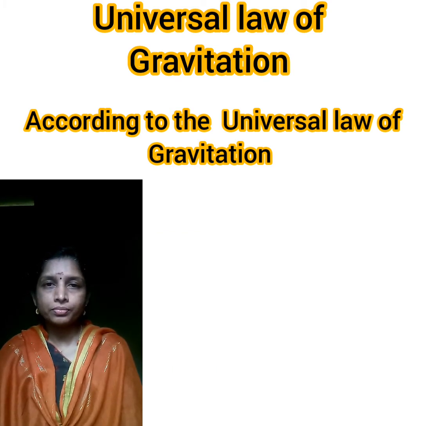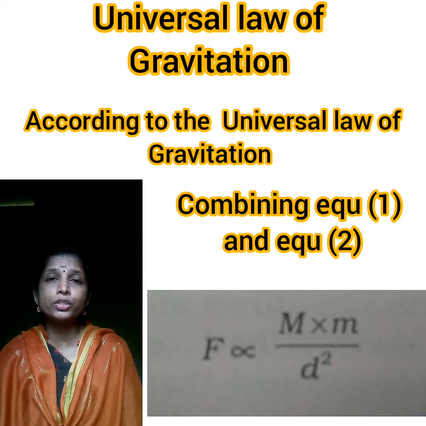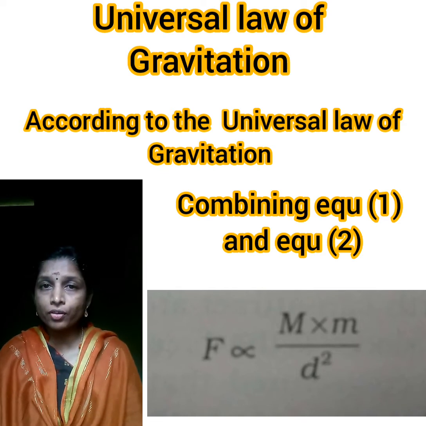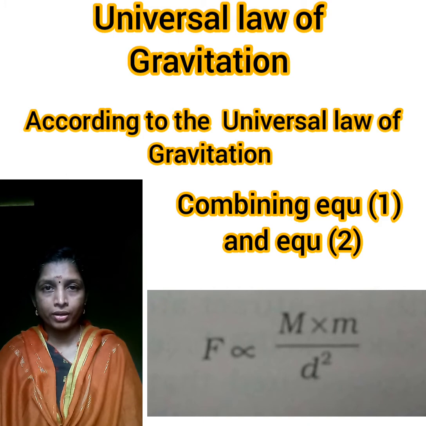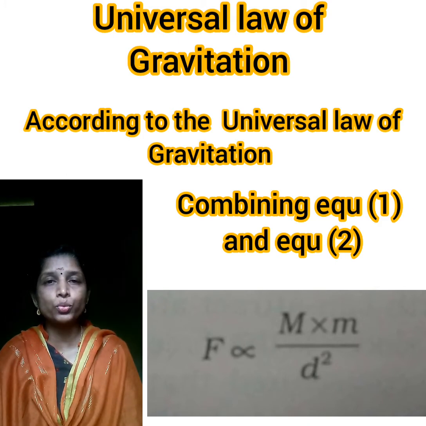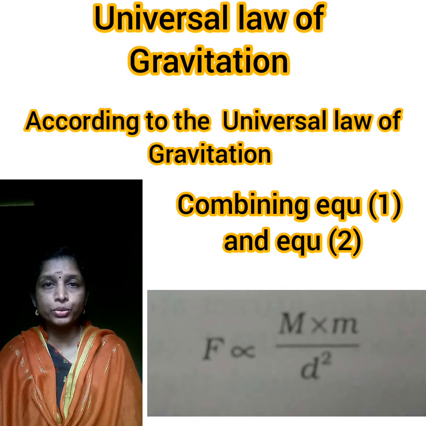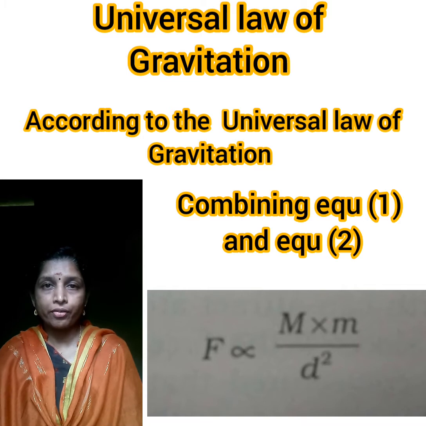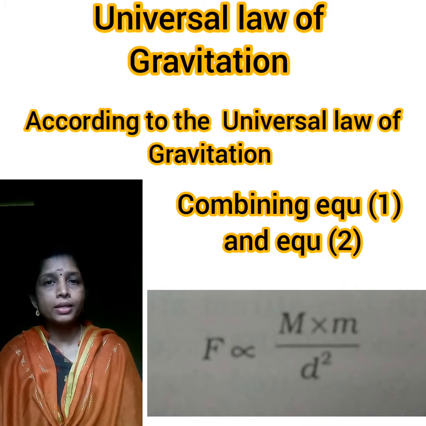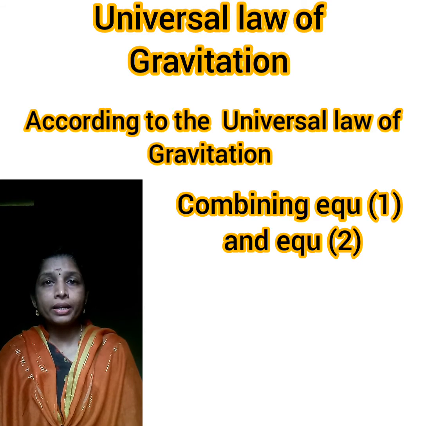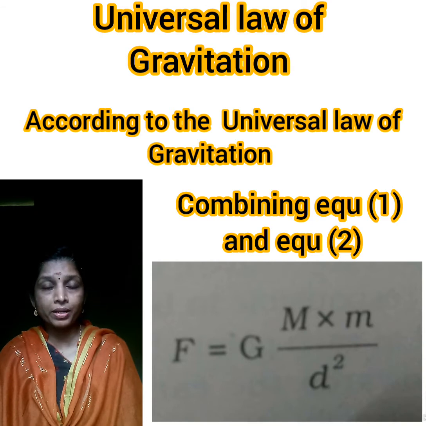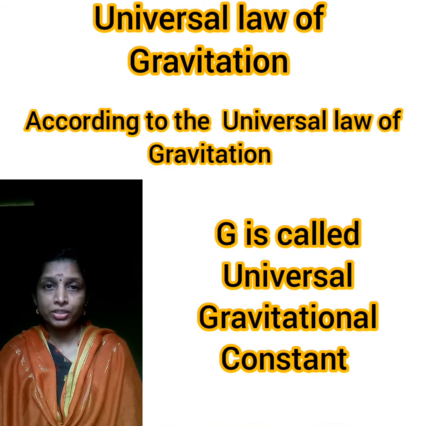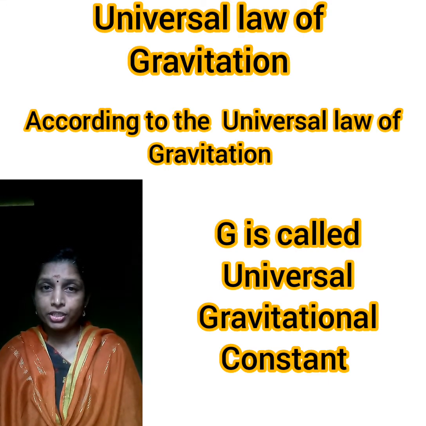Now we can join these two equations because the gravitational force between the two objects is taken as F, which is the same. So we can combine these two equations as F proportional to capital M small m divided by d square. We can remove the proportional sign by putting a constant capital G, which is known as the universal gravitational constant.